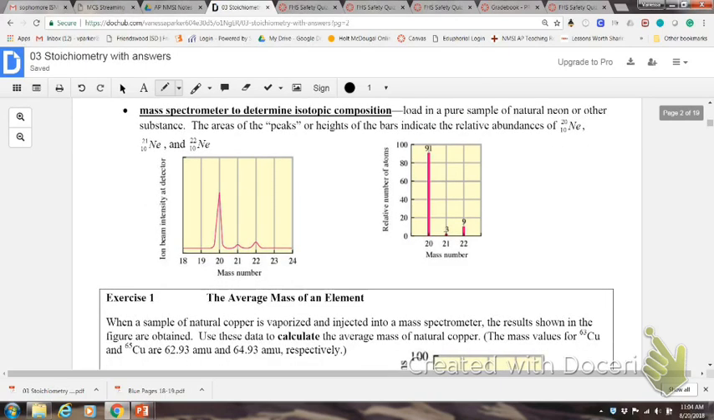Here's an example of a mass spectrometer reading for neon. It's got neon-21 and neon-22 for this one right here. So notice that the highest percentage would be neon-20. You can tell that by its mass spectrometer reading.